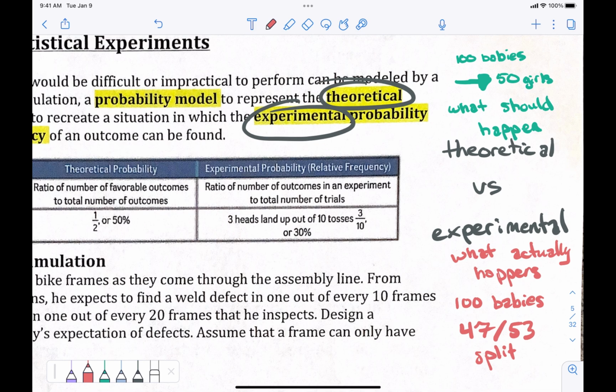Think of your class. Are you boy heavy, girl heavy? You're probably not a 50-50 split in your class, right? Boy heavy in the sophomore class? Girl, freshman? Yeah, so that's just the way it goes. Theoretically, you should be a 50-50 split, but you're not, right?